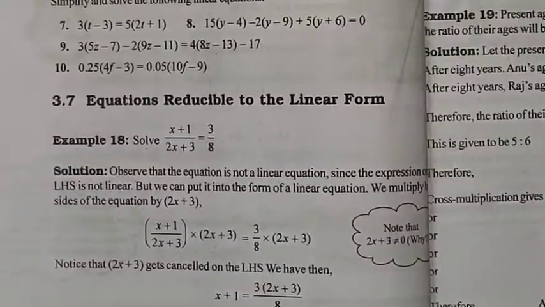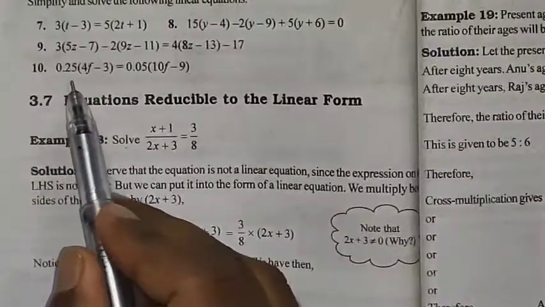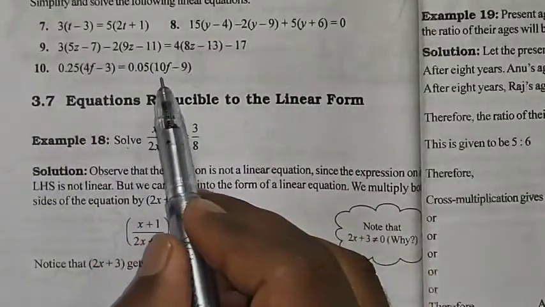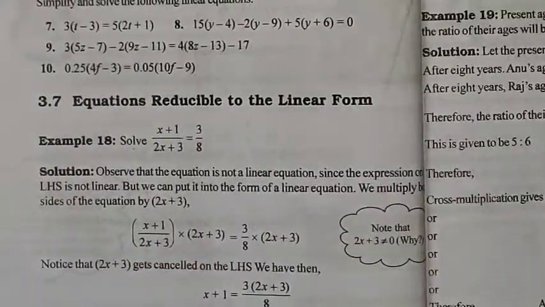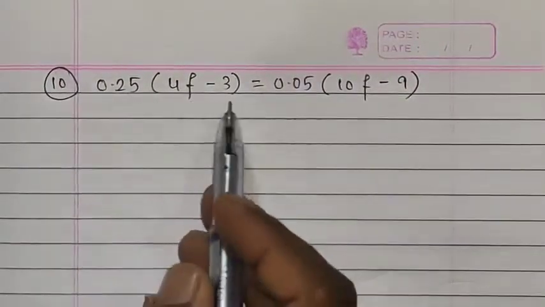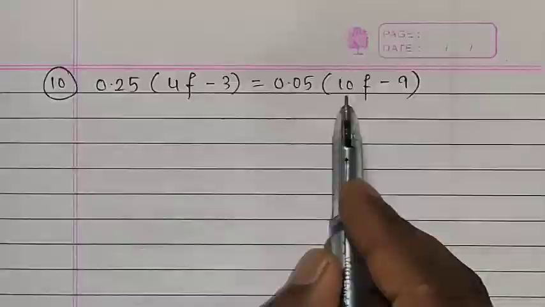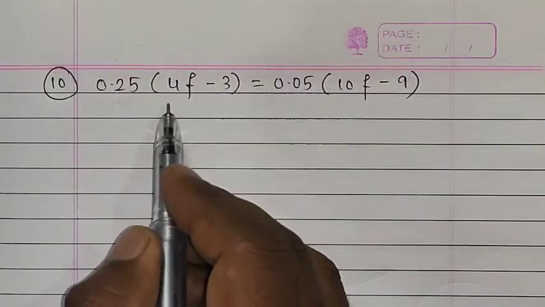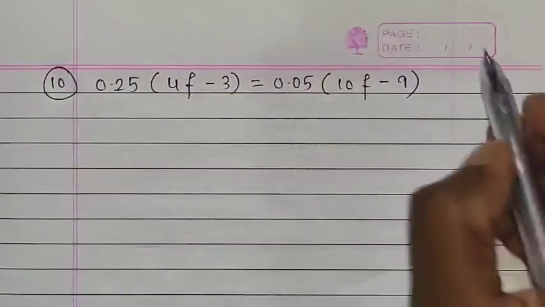Next, the last question of this exercise, that is 0.25 into bracket 4f minus 3 is equal to 0.05 into bracket 10f minus 9. We have written this one: 0.25 into bracket 4f minus 3 is equal to 0.05 into bracket 10f minus 9. 0.25 into 4, answer is 1. How? I will explain. You can observe here.